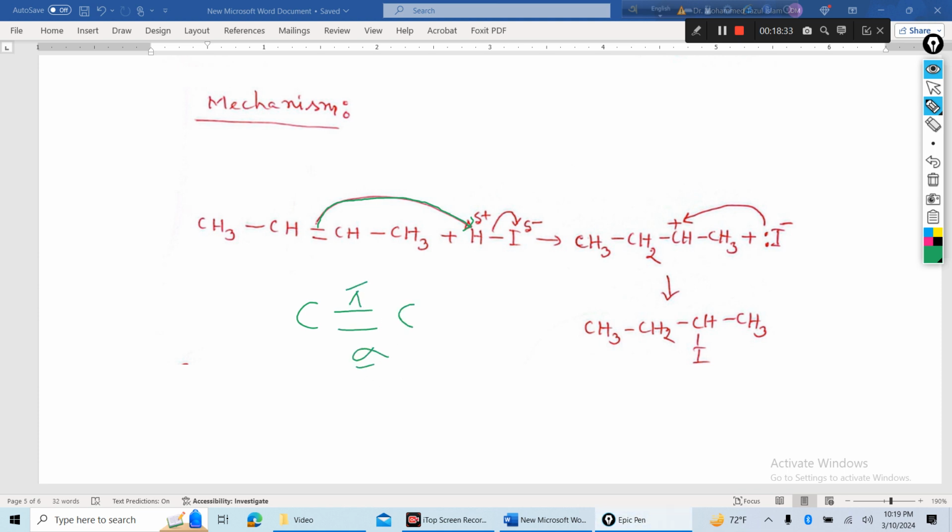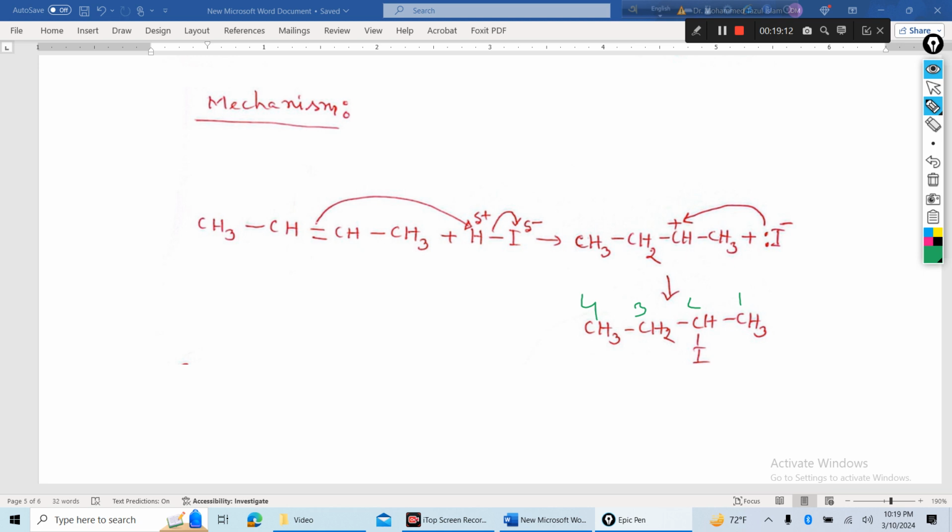Sigma bond is strong, pi bond is weak, so the pi bond gives electrons to hydrogen and forms a bond with the left carbon, CH2, and the right carbon becomes positive, this positive carbonium ion. Then the iodide ion gives its lone pair of electrons, these 2 electrons, to produce 2-iodobutane, 1, 2, 3, 4.